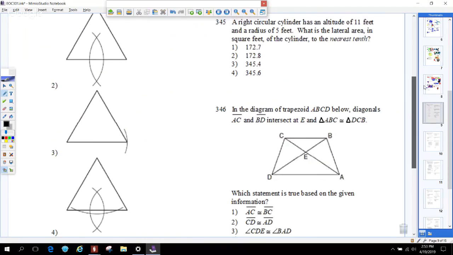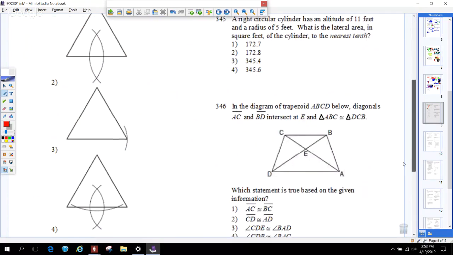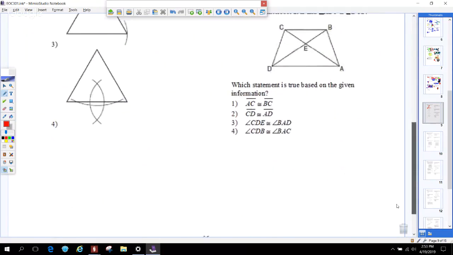Okay, yay, we're almost done. Which diagram shows the construction of an equilateral triangle? If you don't know, it's number 1. Basically, we're copying line segments. So you measured this one. We have this one here. Our arc is the same from here to here. And then you would just also move the compass and go that way. So that's where that came from. So 2, I don't know what 2 is. I have no idea what 3 and 4 are.